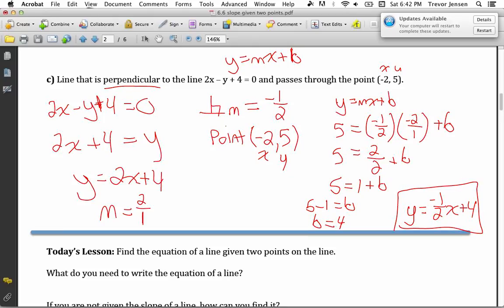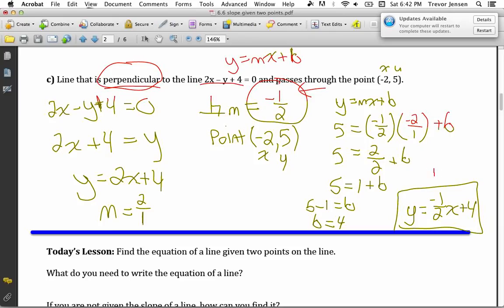And there we go. There's our final equation. Just one more reminder: make sure when you write your final equation, you're using the perpendicular slope. You're using the slope of the line that's perpendicular to 2x minus y plus 4. You're not using the slope of 2x minus y plus 4 equals 0. You're using the slope of the line perpendicular to that, because that's what it asks us to find. It asks us to find the equation of the line that is perpendicular to it. So we use the perpendicular slope.